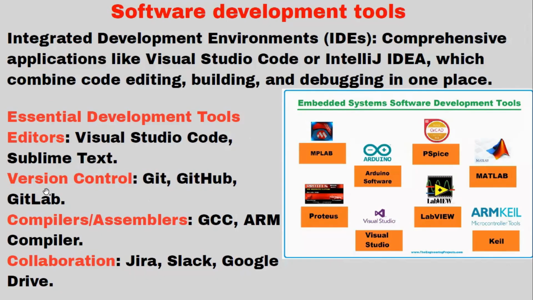Second is version control: Git, GitHub, and GitLab. This is very important. You should study more about GitHub and GitLab, especially if you are interested in developing a project using these IDEs and microcontrollers. Third comes the compiler and assembler, that is GCC and the ARM compiler. The ARM compiler is given by the same company that makes the ARM architecture. Then for collaboration, there are tools like Jira, Slack, and Google Drive.